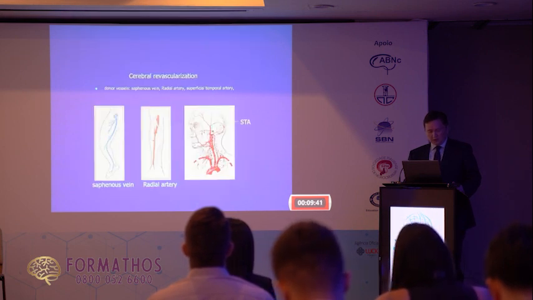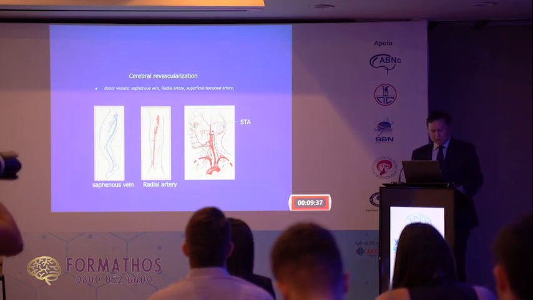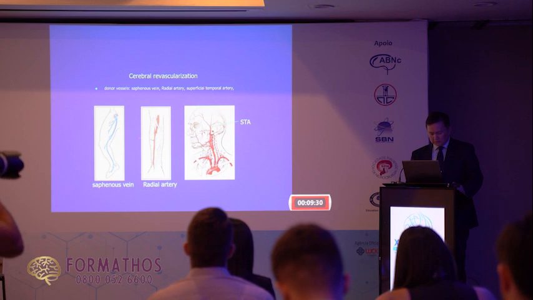So these are the normal donor vessels. We can use saphenous vein or radial artery. Sometimes, mostly, we can use the superficial temporal artery, STA.